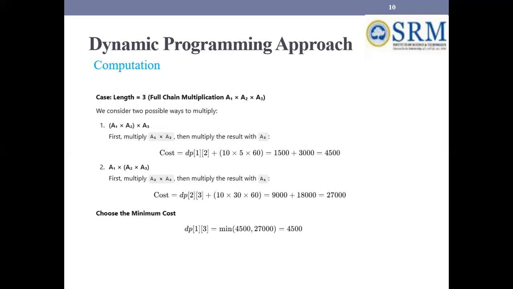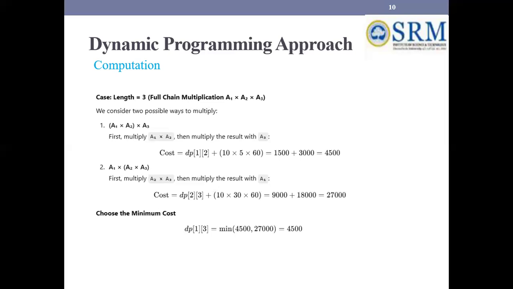And the second choice is, if we multiply matrix A2 with A3, the result of A2 and A3 is multiplied with A1. In that case, already we know the value of T of 2 comma 3, the minimum multiplications required to multiply A2 and A3, that is 9,000, plus the result is multiplied with A1, that is 18,000. So total will be 27,000. Choose the minimum value among option 1 and option 2, 4,500 and 27,000. Minimum is 4,500.